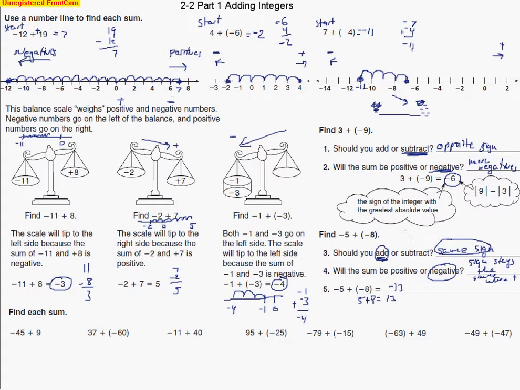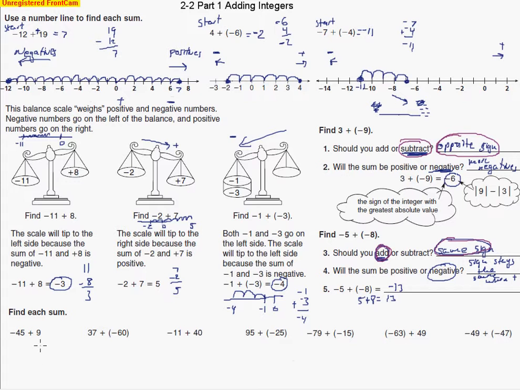So let's go ahead and highlight that real quick. And so when we see these same signs here, we're going to end up adding those numbers. So same signs, add. Opposite signs, we're going to end up subtracting those numbers. That's the rule that we're going to end up using.